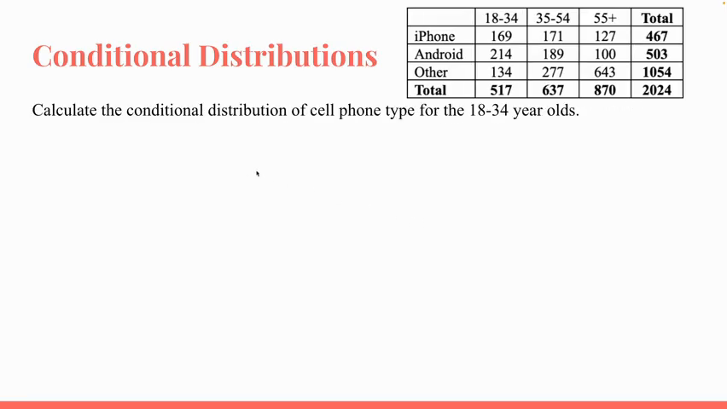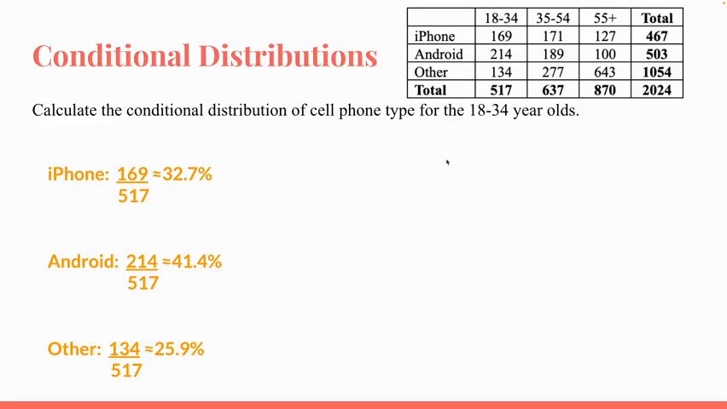Okay, so we're going to calculate the conditional distribution of cell phones for 18 to 34-year-olds. So we're going to look at this column and then look at each of these rows. So it's going to be out of 517 where we find our percents. So iPhone, out of 18 to 34-year-olds, 169. And that's 32.7%. Android, 214 out of the 517, which is 41.4%. And other, 134 out of 517, 25.9%.